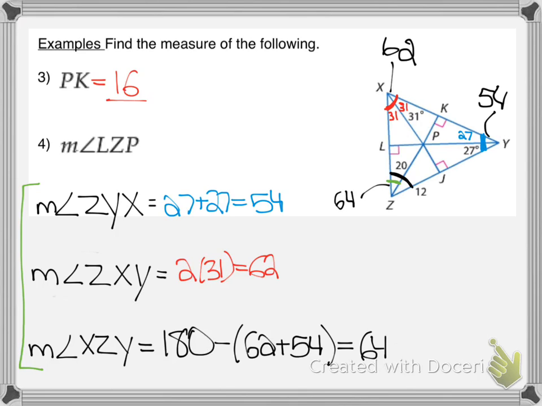So now I want us to look back at number 4. Number 4 asks you to find the measure of LZP, that green angle. So if this whole black angle is 64, that means that our angle in number 4 must be 64 divided by 2, which is 32.